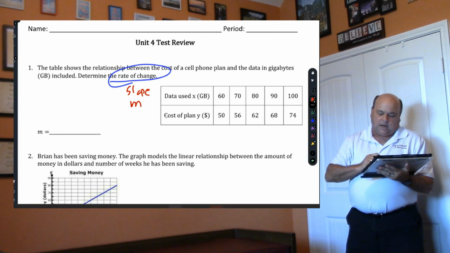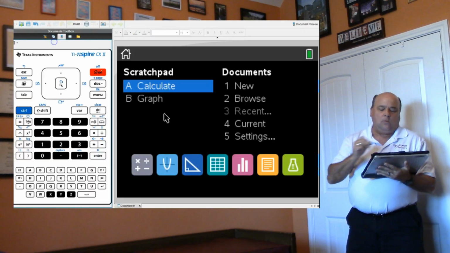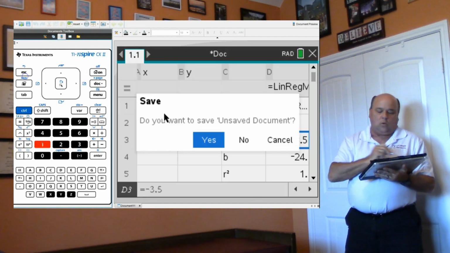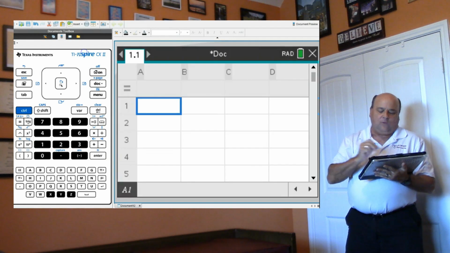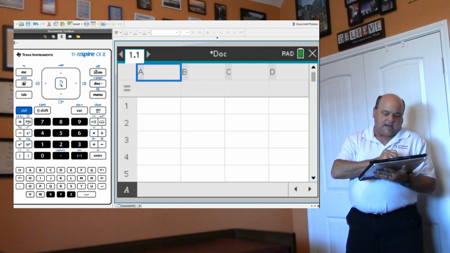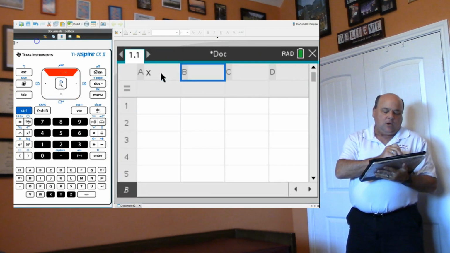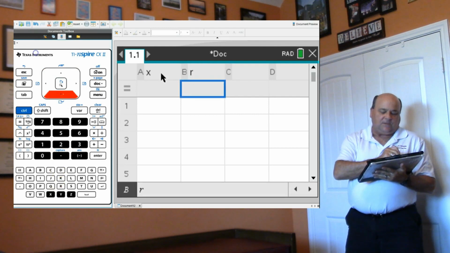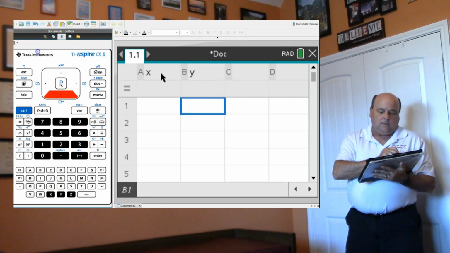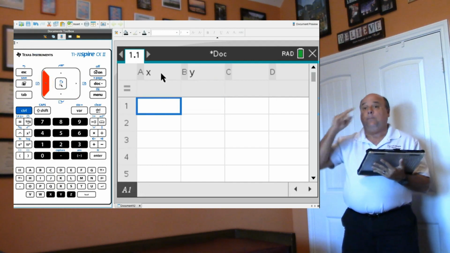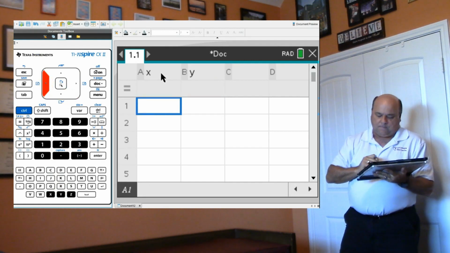So we're going to go to the calculator, we're going to hit home, and we're going to make a spreadsheet. So one, you don't save anything on your calculator. We're going to click 4, and then up here we're going to type in our X and our Y. Use the up and down buttons to get the X and Y up there. And I don't want R, I want Y. So I got my X and my Y up there. Now then I'm going to put the table in.